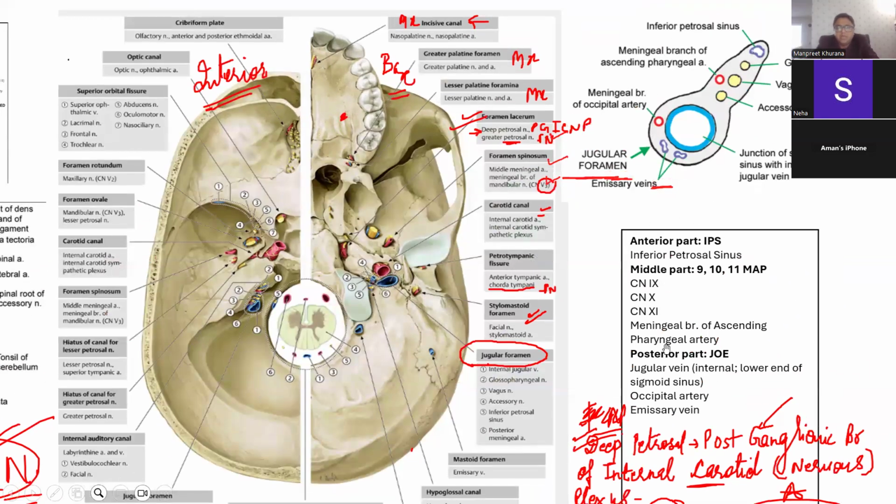And I have a mnemonic here to learn the structures passing through the jugular foramen. Now the jugular foramen, we have the anterior part, middle part, and the posterior part.